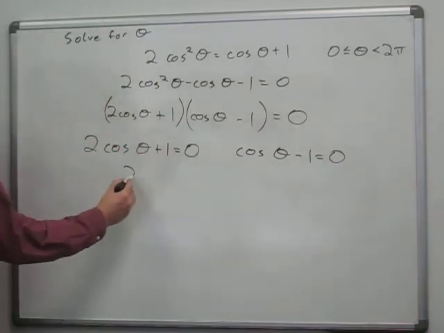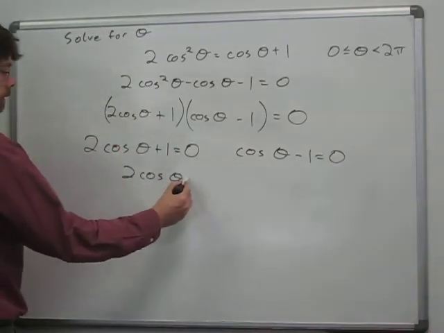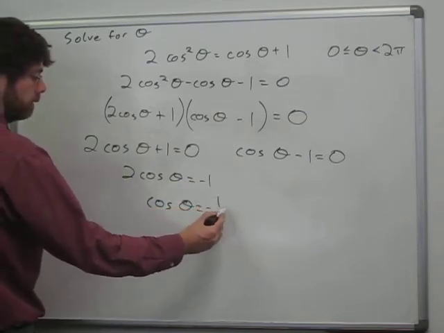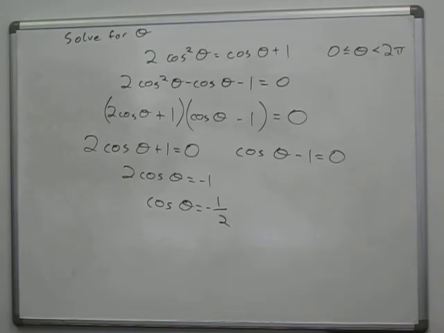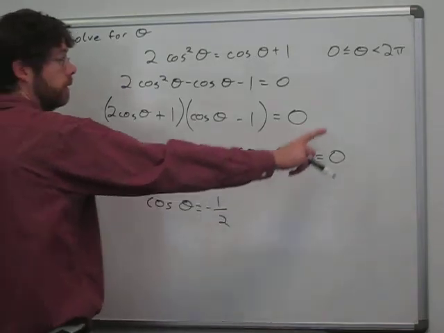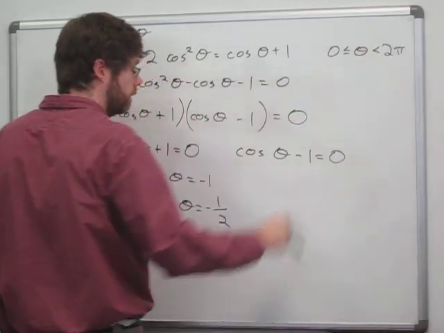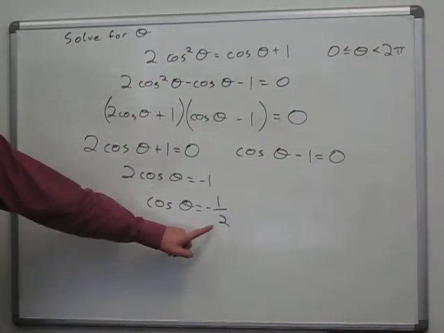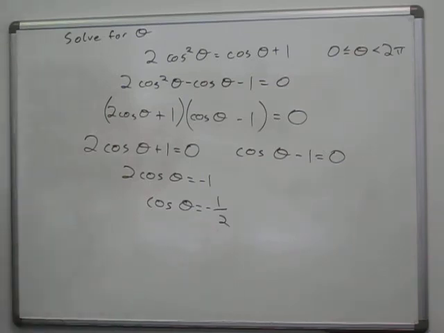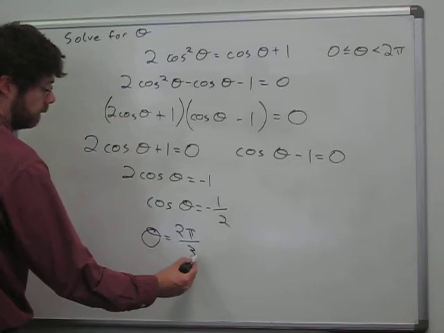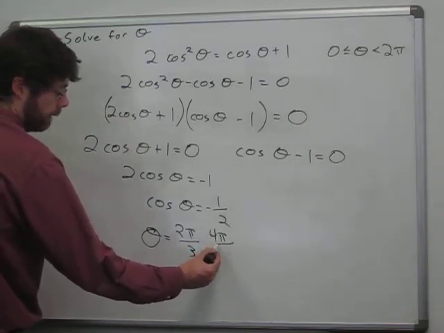Solving this equation, 2 cosine theta is negative 1, so cosine theta is negative 1/2. So what angles theta, greater than or equal to 0 and strictly less than 2 pi, will give me a cosine value of negative 1/2? That's going to be 2 pi over 3 and 4 pi over 3.